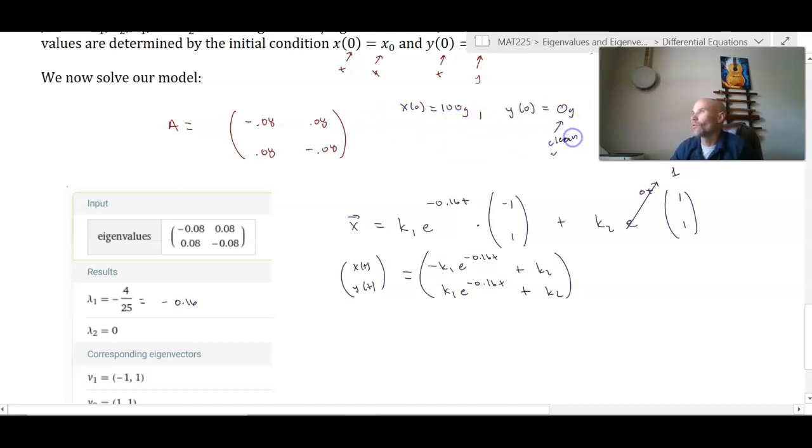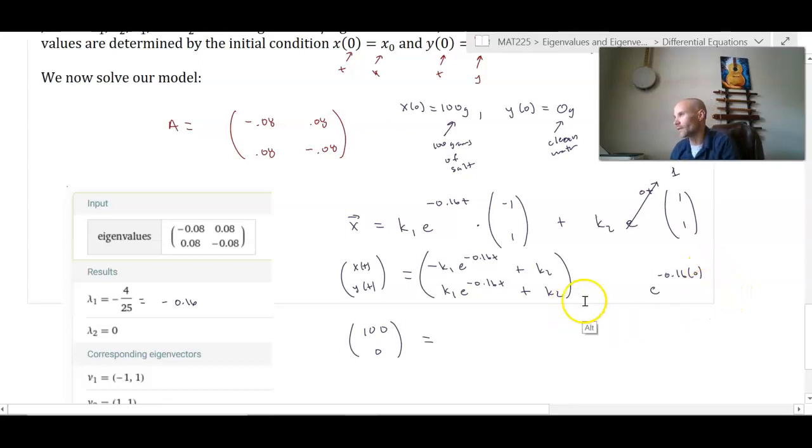Clean water. And this had 100 grams of salt. Excellent. Okay, those are the conditions that we'll plug in. So when time is 0, x is 100, and when time is 0, y is 0. So we get (100, 0) equals, and if I plug in e to the negative 0.16 times 0 times t, I just plugged in 0 for t, excuse me. Well, that's going to equal 1.